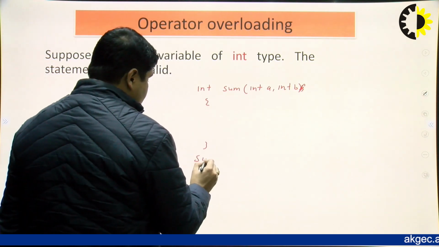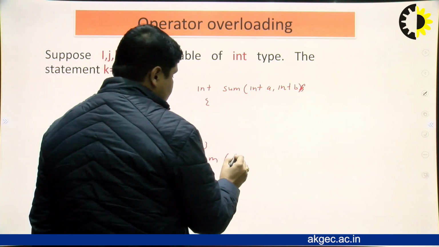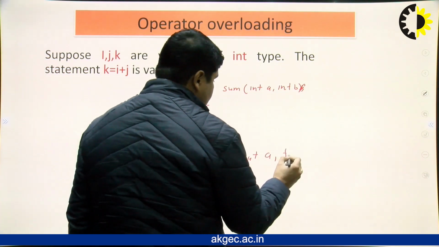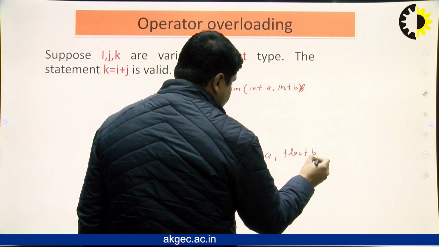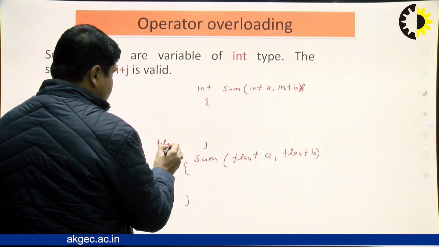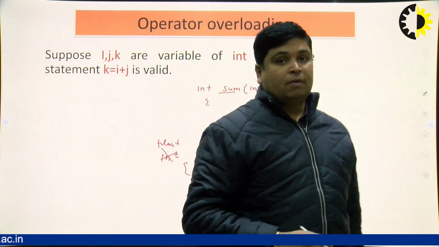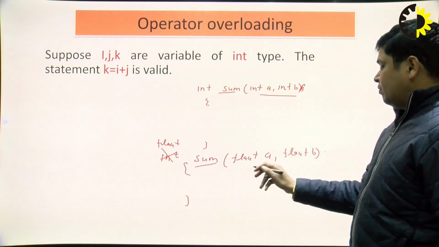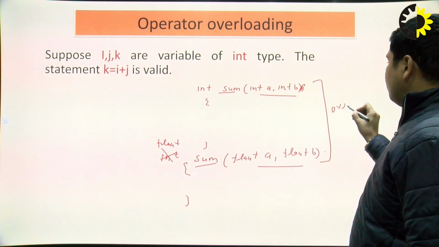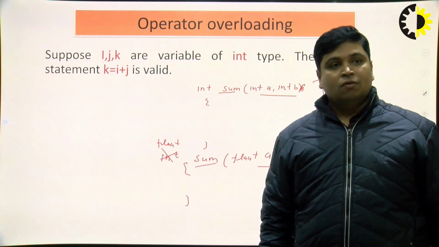Suppose I define some other function which gives the sum of two numbers of floating type. The return type of the function is float also. In that scenario, you will see the function name is the same, but the type of arguments and number of arguments are different. We can say these two methods are called overloaded methods.